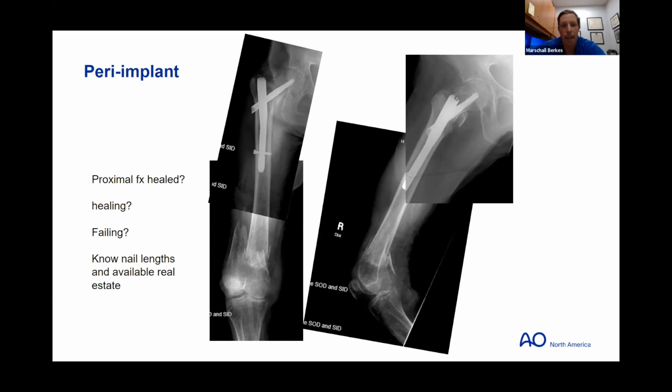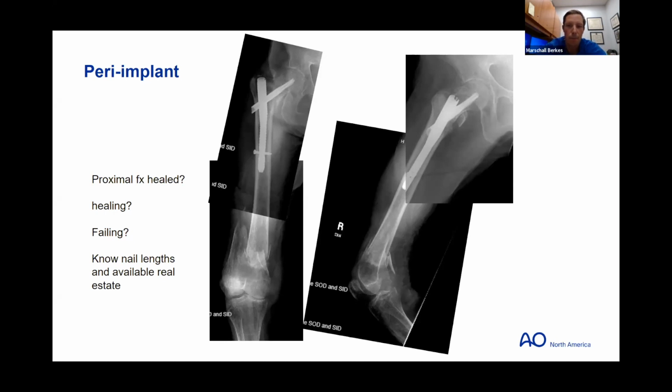These may not be fixed expertly, or they may have had secondary displacement, whatever the case is. So hopefully it's healing or healed. Hopefully it's not failing. Then you got a whole other ball of wax to deal with. But you can still do this technique with a nail if you have a reasonable working length and a nail that's the right length to fit. So you got to measure that out, think about it.